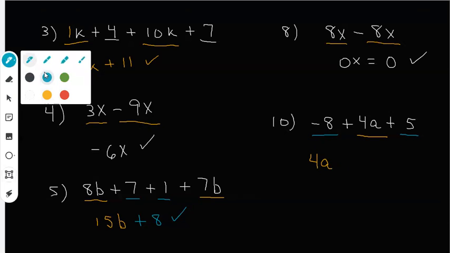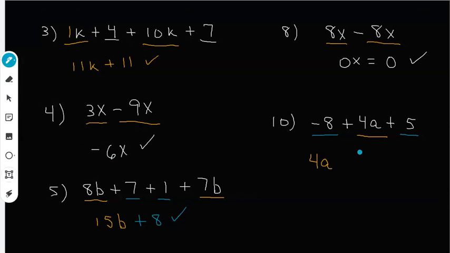And then I'm going to switch to blue, and I'm going to get the regular numbers. I've got -8 plus 5. What's -8 plus 5 going to be? That's going to be -3, right? Because -8 plus 5, the 8 is bigger, but it's negative. So you know when you add the two numbers together, your answer is going to be a negative number. So that's going to be -3. That gives me 4a minus 3. And that is combining like terms. That's pretty much all you need to know.